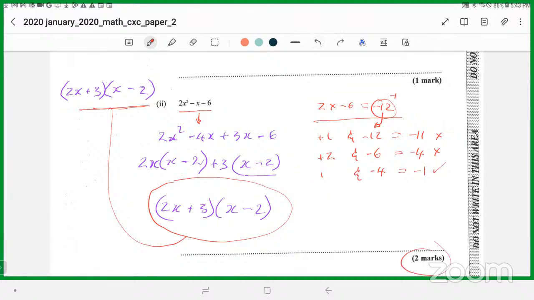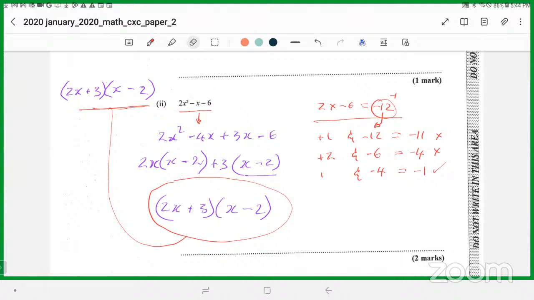CSEC likes to give you factorization of quadratics with prime coefficients. If they give you 2 prime coefficients, even easier, but this time it's just 1 prime coefficient that they gave you. The 2 is a prime number. So the only factors of 2x squared are 2x and x. So you already know these 2 values. So you're halfway there. So I needed to practice it that way.